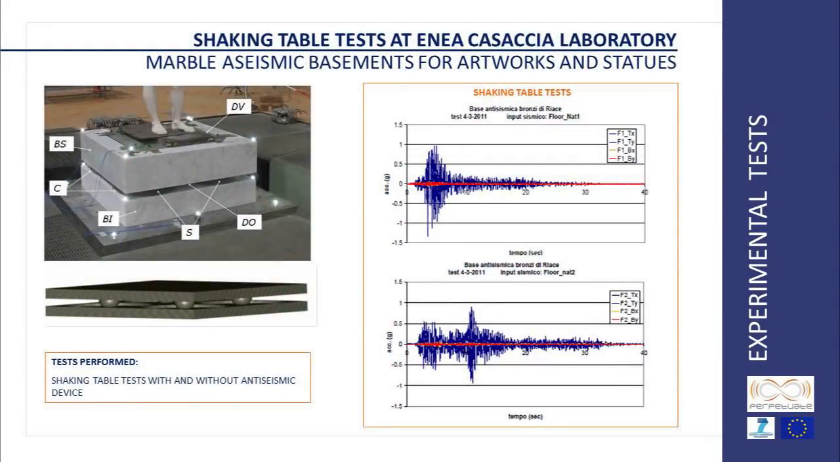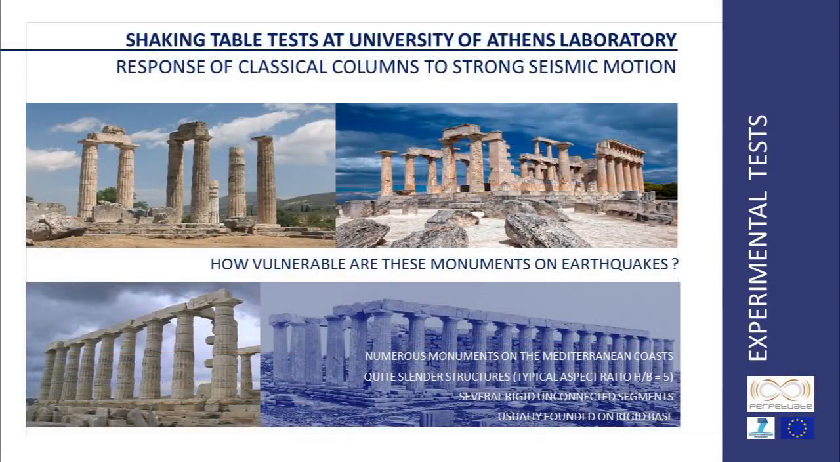ENEA has also proposed an innovative marble seismic basement for artworks and statues in order to isolate them from seismic actions. Shaking table tests showed their effectiveness in the case of the bronzes of Riace. At the University of Athens, the rocking response of classical columns to strong seismic motion has been investigated through shaking table tests.